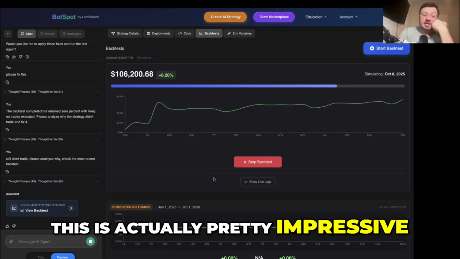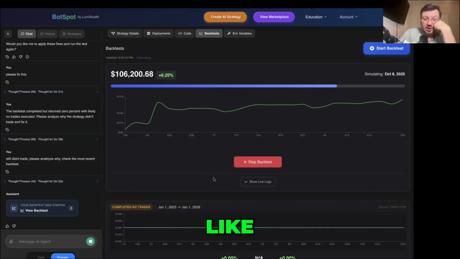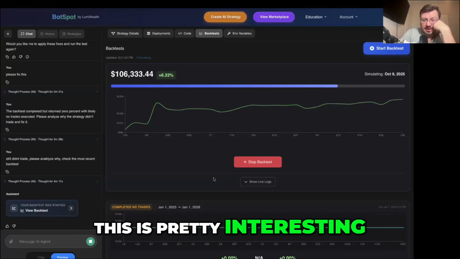But this is actually pretty impressive. Look at this. It went over this year. It had like no drawdowns at all. Whoever made this indicator, this is pretty interesting.